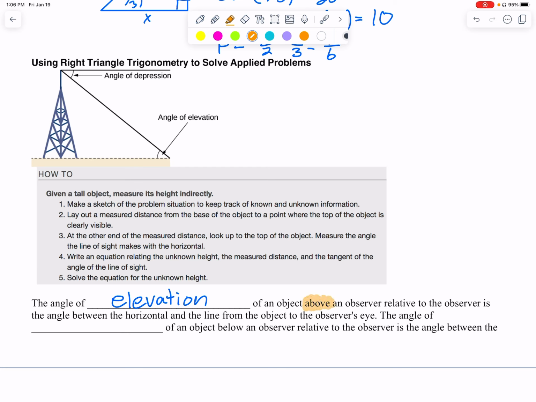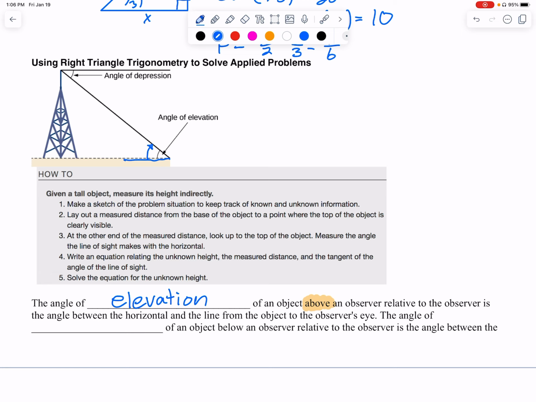You're standing somewhere like down here. There's my person, standing down there and looking up at the top. Well, the angle from your horizontal up to your line of sight is called an angle of elevation. Elevation comes when you're looking up at your object.